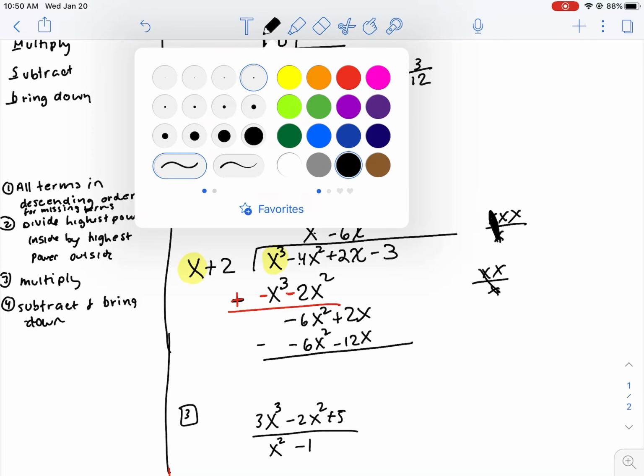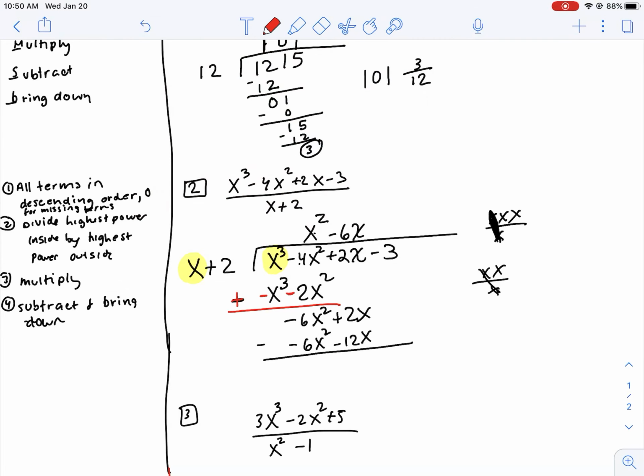And we're going to subtract. So remember, subtraction is the same thing as adding the opposite. So we're going to add the opposite of negative 6, which is positive, and the opposite of negative 12, which is positive. So negative 6 plus 6 is 0. 2 plus 12 is 14. Bring down the negative 3. So x goes into 14x 14 times.